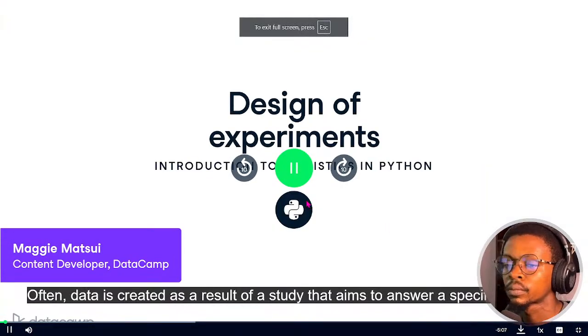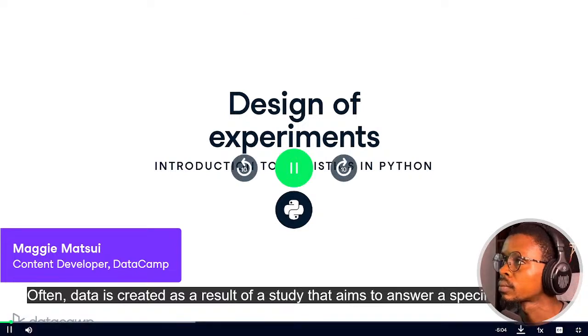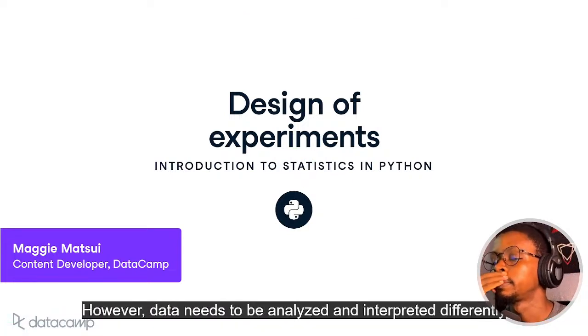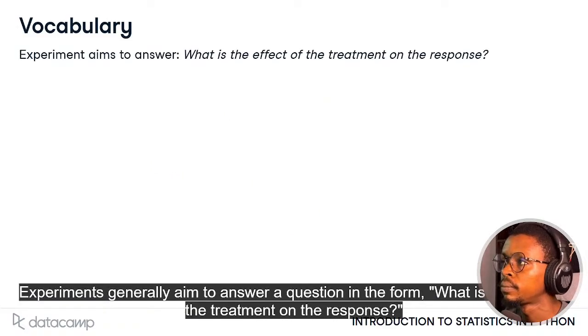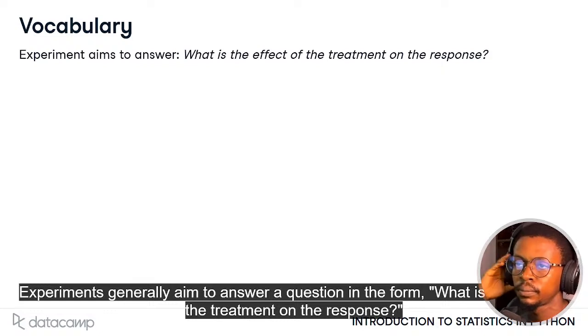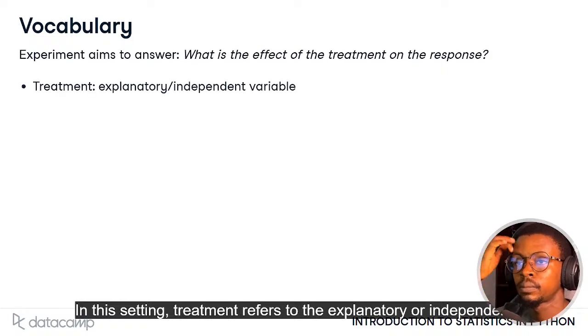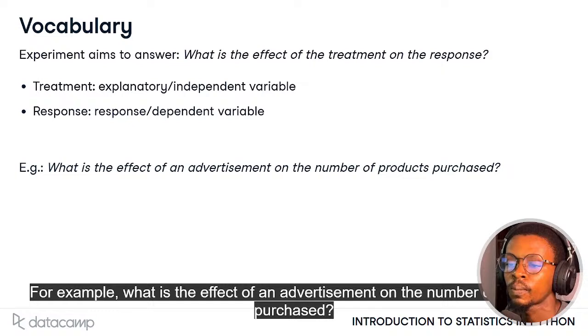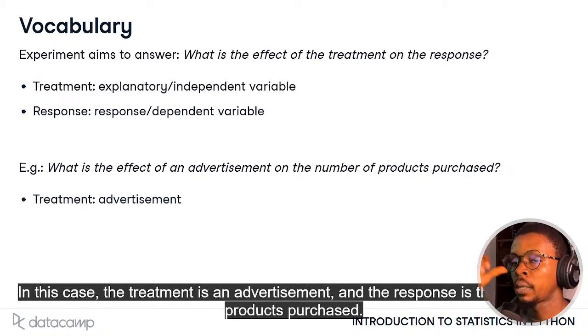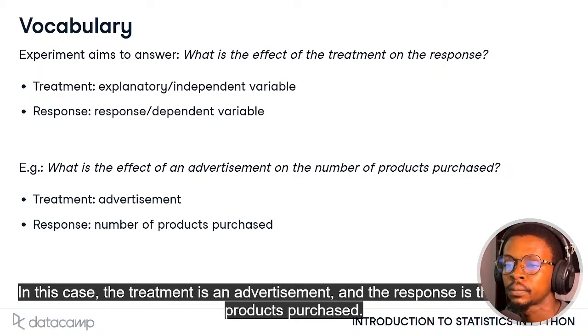Often, data is created as a result of a study that aims to answer a specific question. However, data needs to be analyzed and interpreted differently, depending on how the data was generated and how the study was designed. Experiments generally aim to answer a question of the form, what is the effect of the treatment on the response? In this setting, treatment refers to the explanatory or independent variable, and response refers to the response or dependent variable. For example, what is the effect of an advertisement on the number of products purchased? In this case, the treatment is an advertisement, and the response is the number of products purchased.